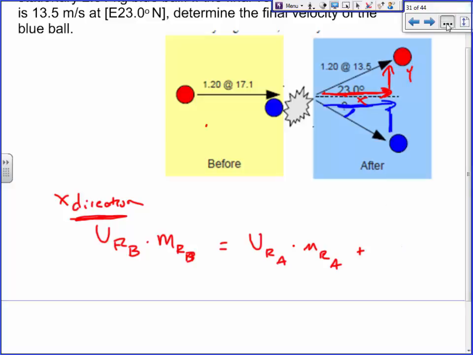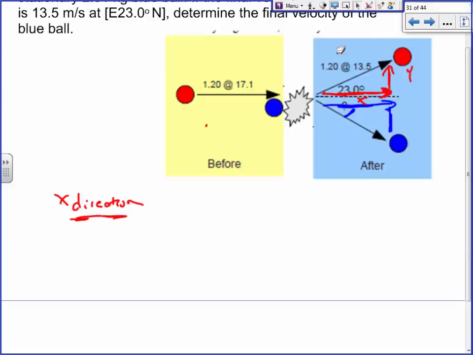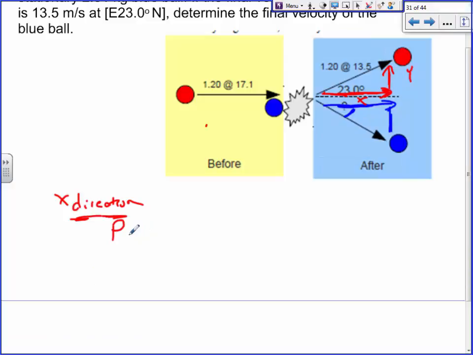Actually, I'm going to make a change here. Sorry that you were writing all this. I have a different idea for how to organize this. In the last examples, I was always doing mass and velocity both. Once you get pretty good at it, I think most of you can avoid writing out mass and velocity every single time. So you may find it more efficient to do this: the momentum of the red one before equals the momentum of the red one after, plus the momentum of the blue one. You may find it easier to work just in momentum, rather than piece by piece by piece.